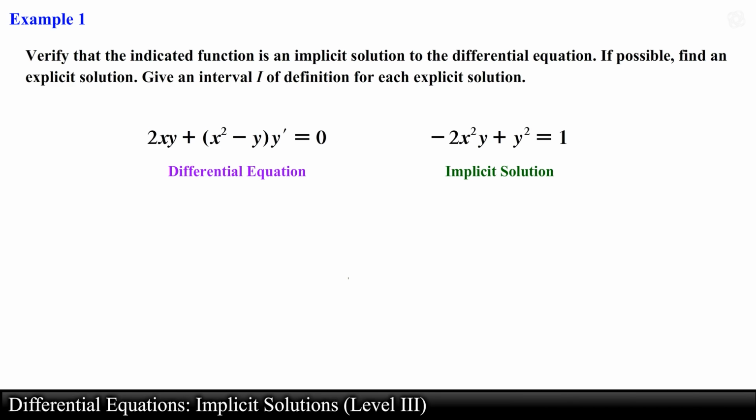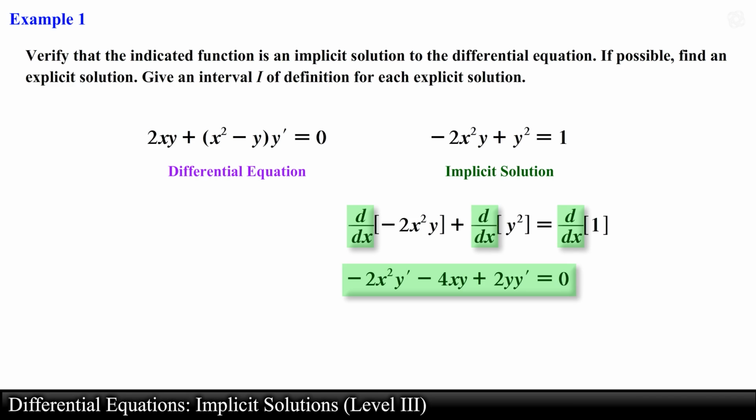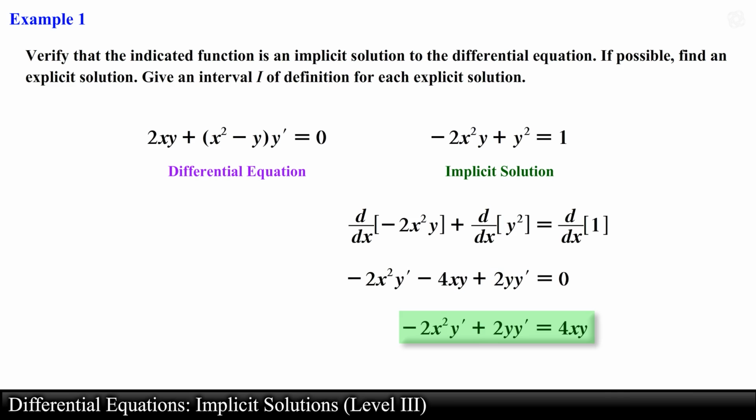Alright, like in the previous video, let's go ahead and take the derivative of this implicit function. Taking the derivative and applying the product rule along with the power rule, we obtain the following expression. Next, we need to isolate the derivative term, in this case, y prime. In order to accomplish this, we need to move all the terms containing y prime to one side of the equation, and the rest of the terms to the other side of the equation. Doing that, we obtain the following.